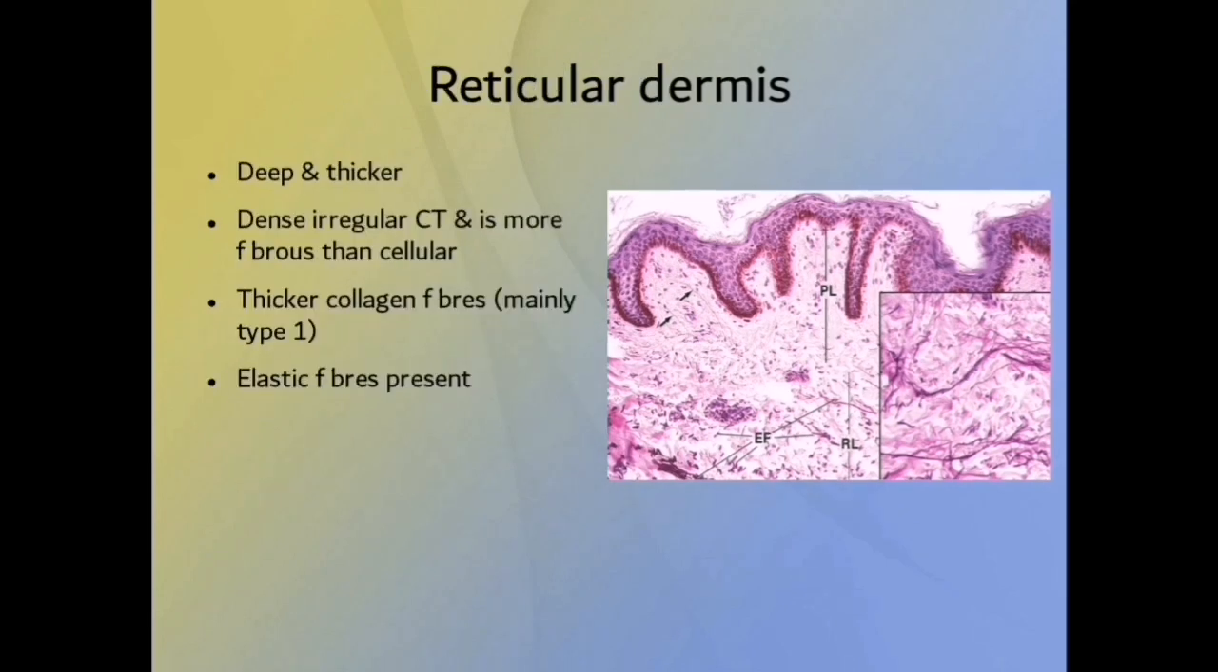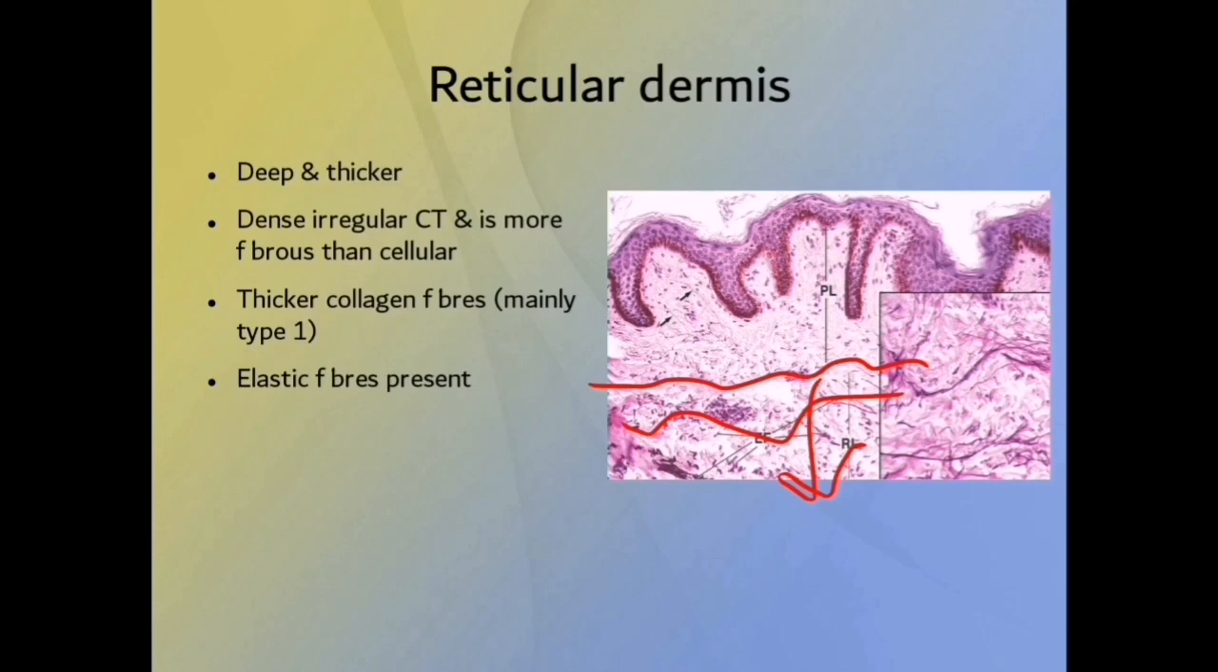All right, we can see it here. So say this is the boundary. Remember, I've said the boundary is not distinct, but let's just assume this is the boundary. We see much thicker collagen fibers down here. So this region is much denser connective tissue as compared to the papillary layer. Therefore, we have thicker fibers, mainly type 1 collagen. So the reticular dermis is mainly classified as being more fibrous compared to the papillary layer.